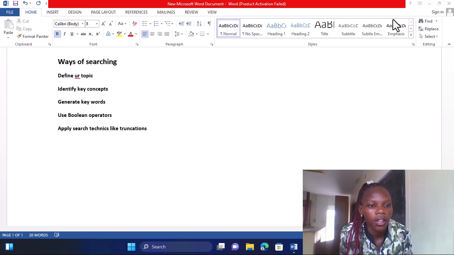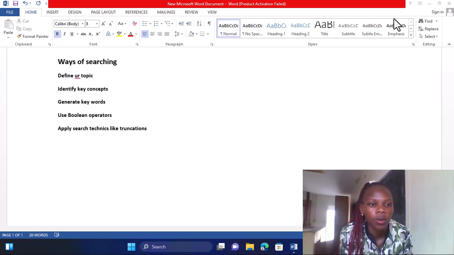Number one, you can define your topic first, then identify the key concepts. Number three, generate your keywords. Then use Boolean operators and apply search techniques such as truncations and wildcards. So this is the simplest way you can search your information online.